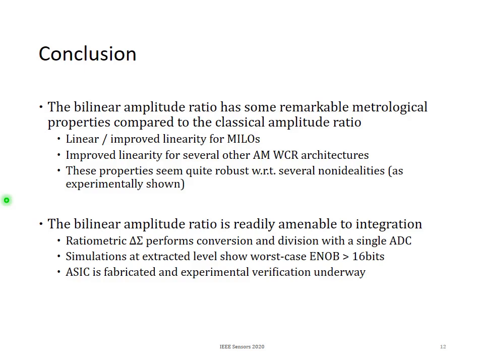So the bilinear amplitude ratio is also very amenable to integration, and the ratiometric delta sigma ADC approach performs conversion and division with a single electronic block. So simulations of this architecture at extracted transistor level show worst case effective number of bits to be greater than 16 bits, and the ASIC has been fabricated and is currently being tested.